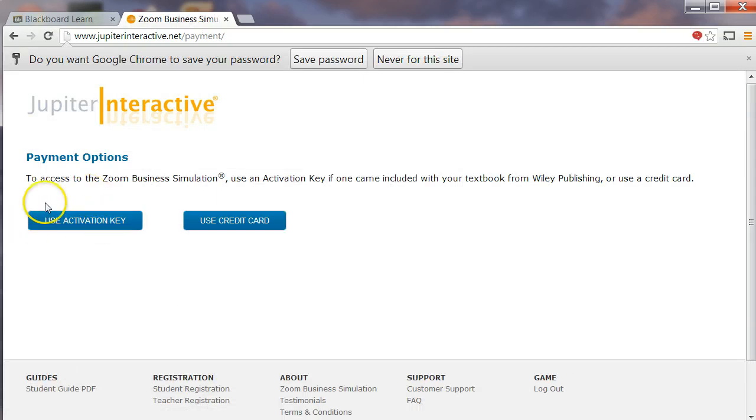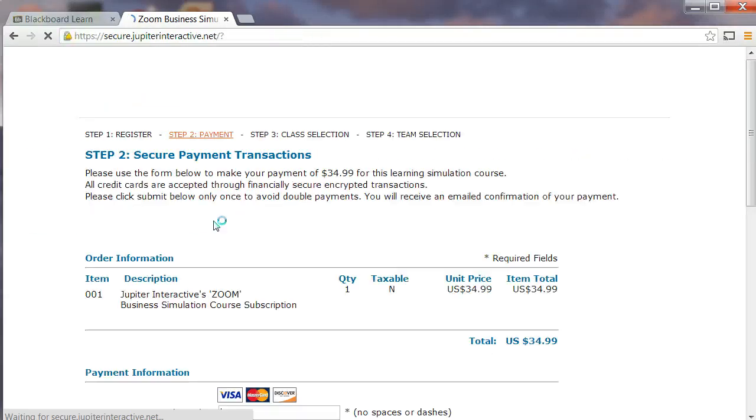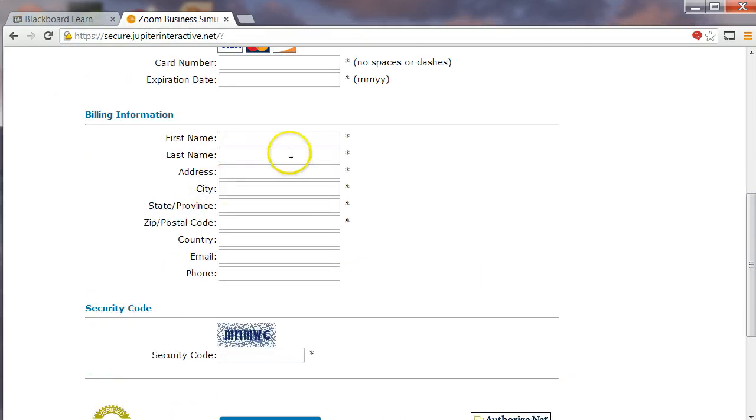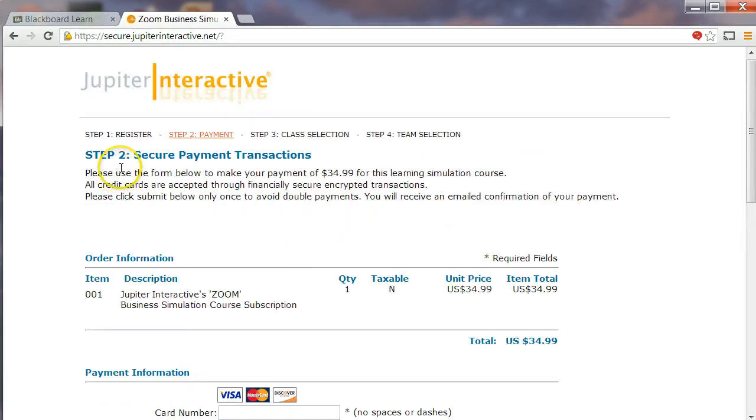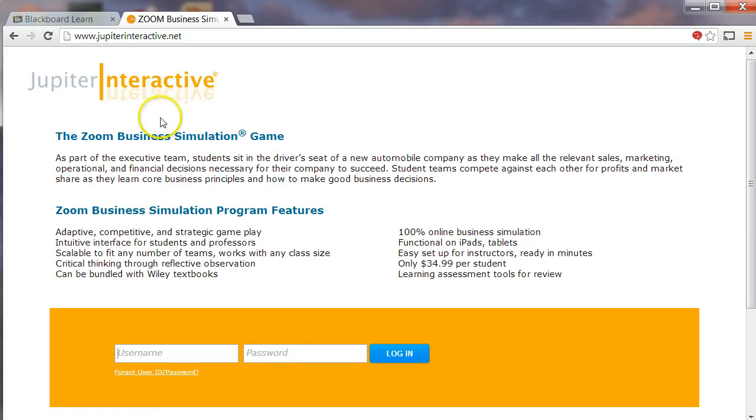We don't have activation keys for this class because in order to use an activation key, I would have to assign you a $200 Wiley textbook, and that comes with the activation key. Since our textbook is not from Wiley and not nearly as expensive, you're going to use a credit card to pay. So you click on pay credit card, fill out this information, submit payment, and then you will be into step 3.